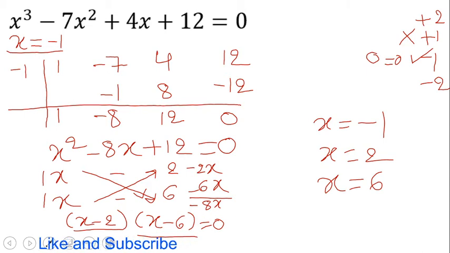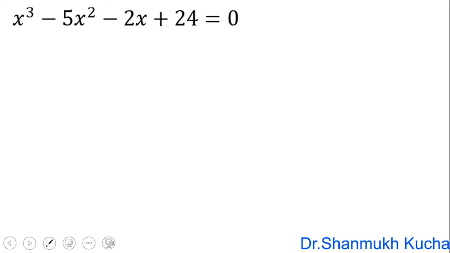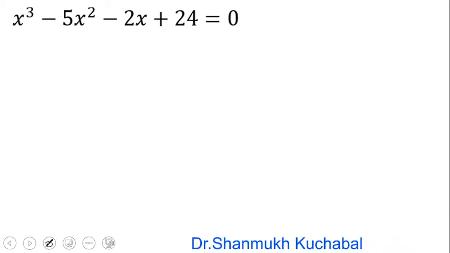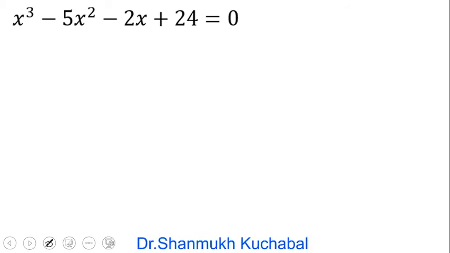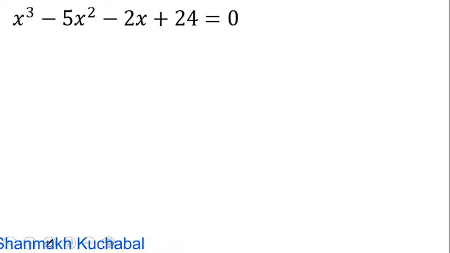So next write the solutions. x equal to minus 1 is the first solution, x equal to plus 2, x equal to 6. So it is a cubic equation, so it leads to 3 solutions. Like this we have to write it. So we'll move to the next example. The equation is x cube minus 5x square minus 2x plus 24 equal to 0. So we have to find the different values.